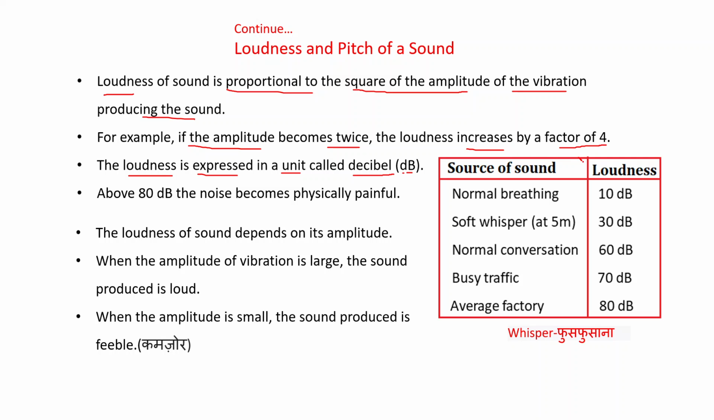This table represents the loudness of sound produced by different sources. Normal breathing is 10 decibel. A soft whisper at 5 meter, whisper means फुसफुसाना, is 30 decibel. Normal conversation, जो normal हम बातचीत करते हैं, loudness is 60 decibel. Busy traffic is 70 decibel, and a factory, that is the sound produced by the average factory, is 80 decibel. Above 80 decibel the noise becomes physically painful.